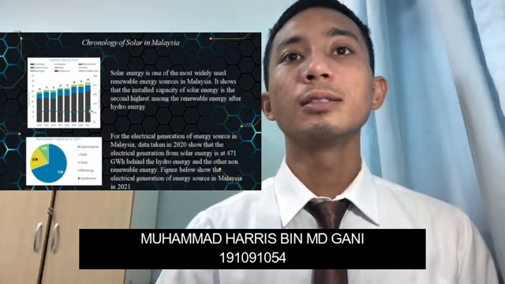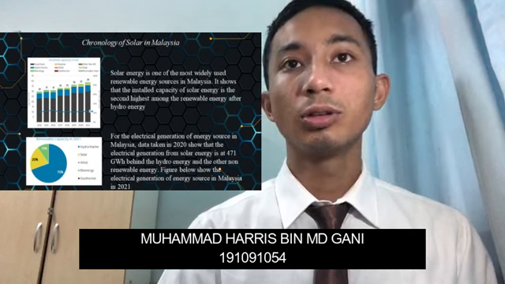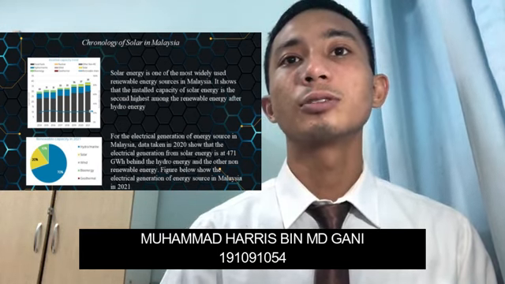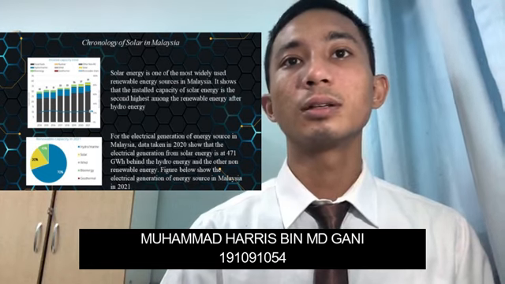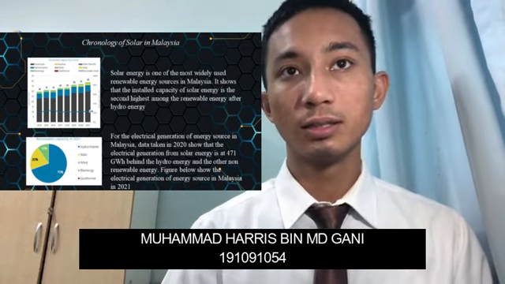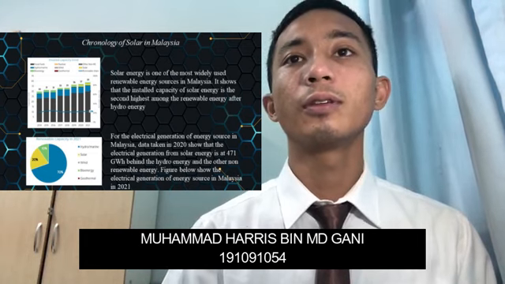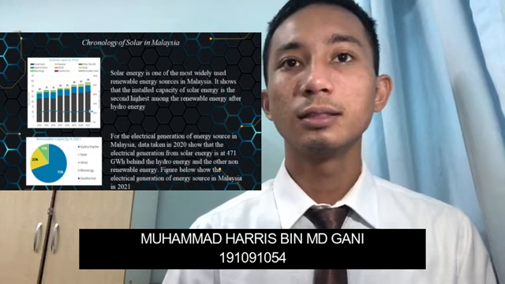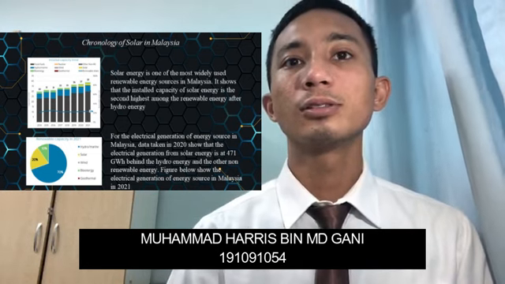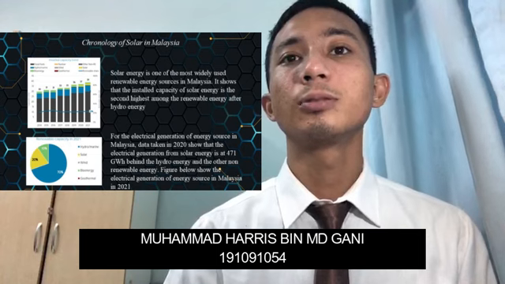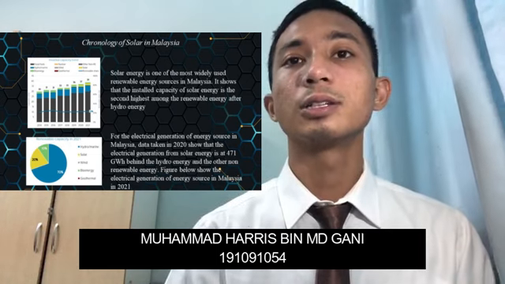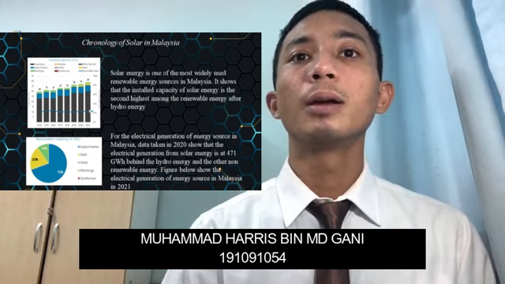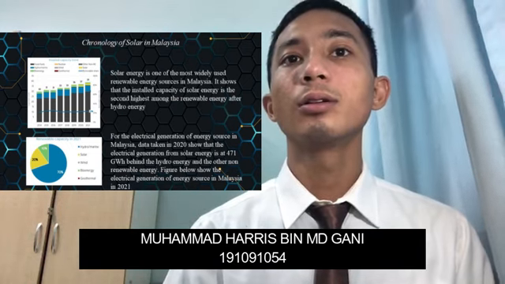So the solar energy is one of the most widely used renewable energy sources in Malaysia. It shows that the installed capacity of solar energy is the second highest among the renewable energy after hydro energy. You can see the graph at my right side. So for the electrical energy generation of energy source in Malaysia, data taken in 2020 show that the electrical generation from solar energy is at 471 gigawatt per hour, behind the hydro energy and the other non-renewable energy.